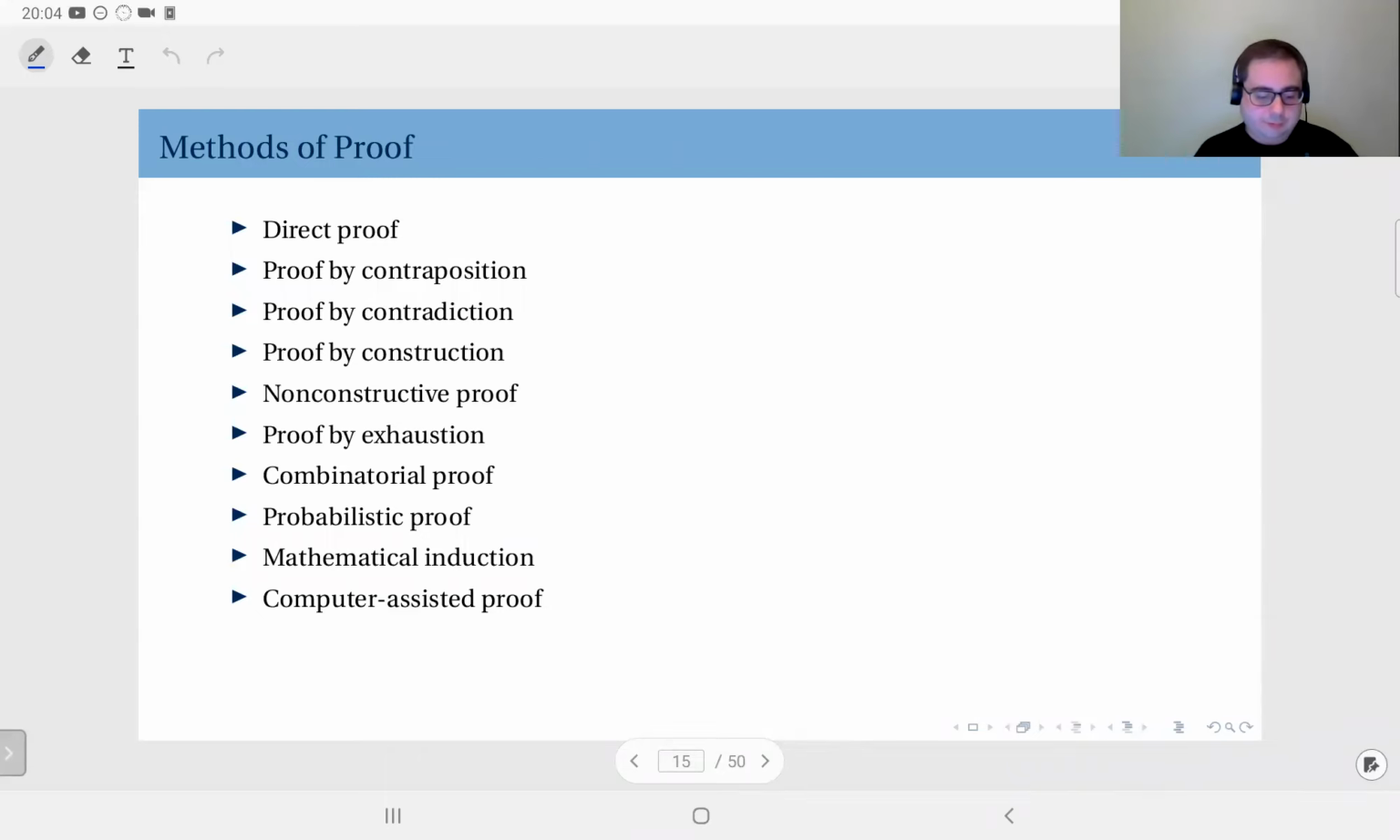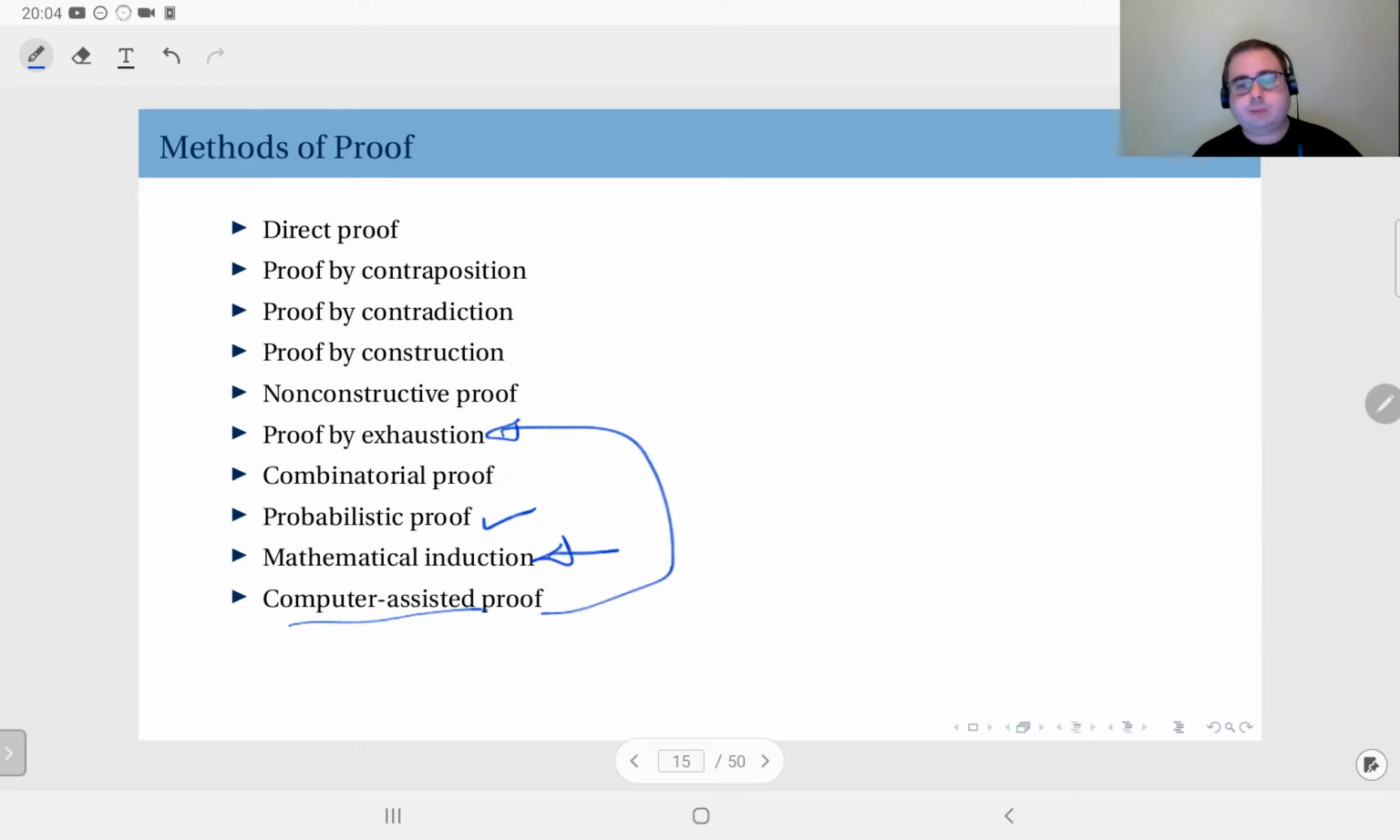Probabilistic proofs are a little bit involved, so I'm not going to really go into those. And we are going to talk about induction extensively. And computer-assisted proofs are quite new, actually. Well, naturally, because you need a powerful computer to do them. And they are also related to proof by exhaustion.